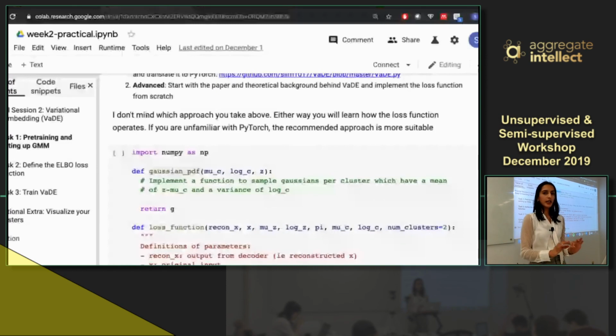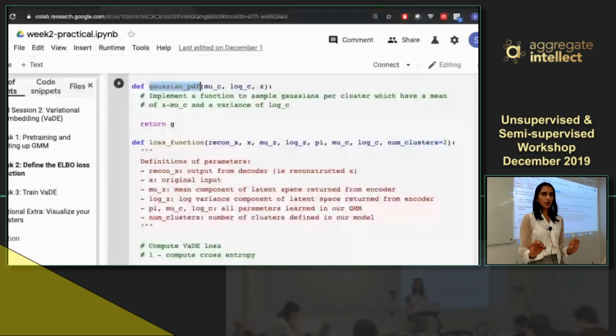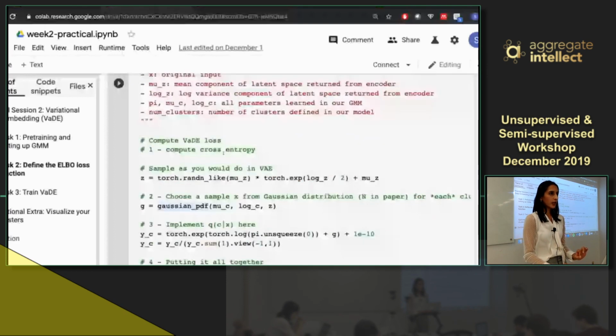This is the Gaussian PDF function that I was talking about. You'll find a similar one in the original implementation in TensorFlow. Just translate that to PyTorch. And in here, you're going to compute your cross entropy, which is done using a built-in PyTorch function, which will take recon x and compute the cross entropy. So get that started, and we'll see how you get on with that and return in a few minutes.